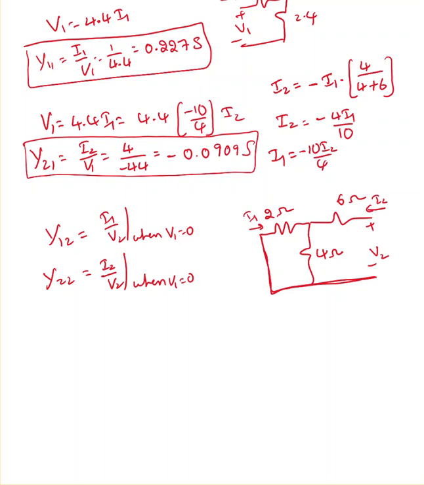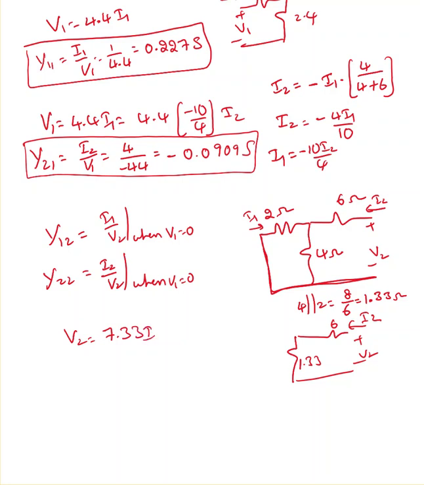Okay, now I'm going to find Y22 first. To find Y22, I can say these two are in parallel. 4 parallel with 2 is 8 over 6, which is 1.33 ohms. Okay, so now I have 1.33 plus 6. So here is my I2 and V2. Can I say V2 equals 7.33 times I2? So Y22 equals I2 over V2, which is 1 over 7.33. That value is 0.136 Siemens.